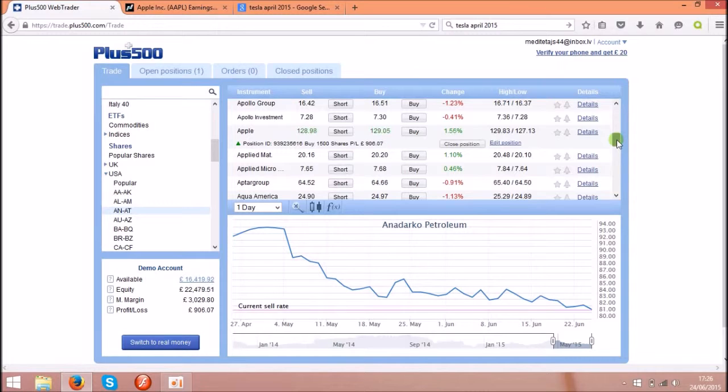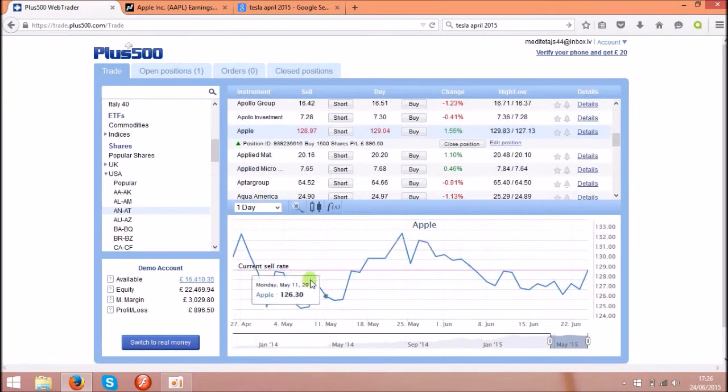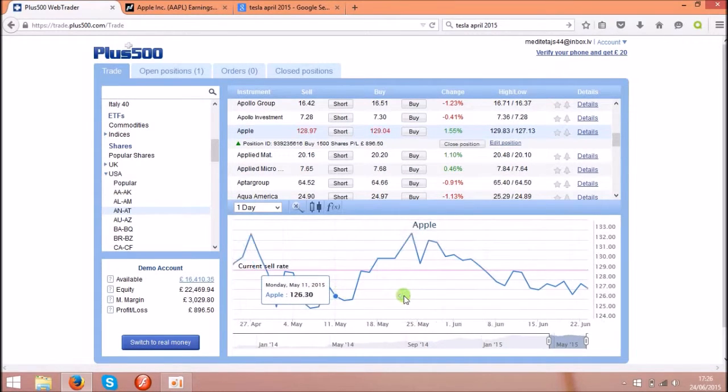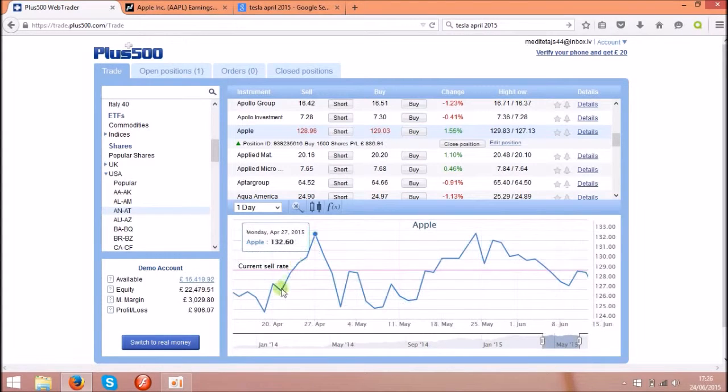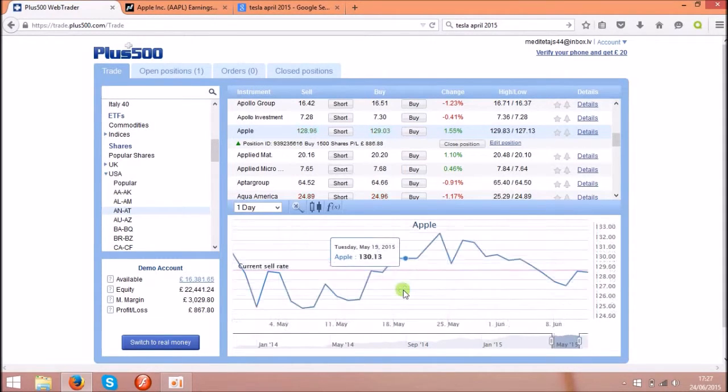Now I'll show you what I'm doing and how I'm making money. So let's click on Apple and you'll see the chart for Apple. If you go back, you see the spike over here. That's the live chart for the Apple share price. Today is 24th of June and the price is 128.95.